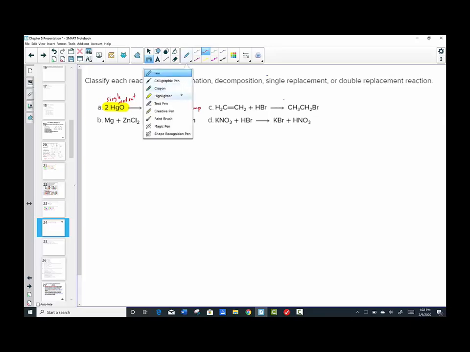Now, in letter B, it looks like I have 3 characters. I have a magnesium, I have a zinc, and I have a chloride. 3 different characters means an element plus a compound. Magnesium displaced the zinc, so now it's by itself. Magnesium stole the last name, magnesium chloride. Single replacement. Letter C, what did you find? Well, I find that I have just one and only one product.